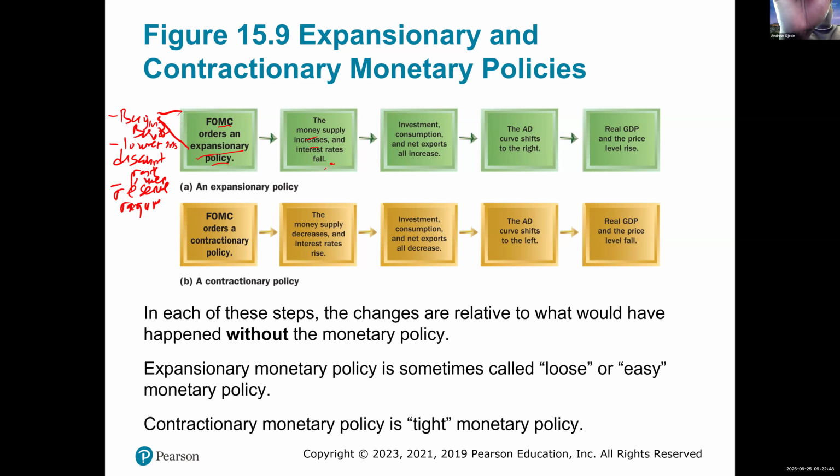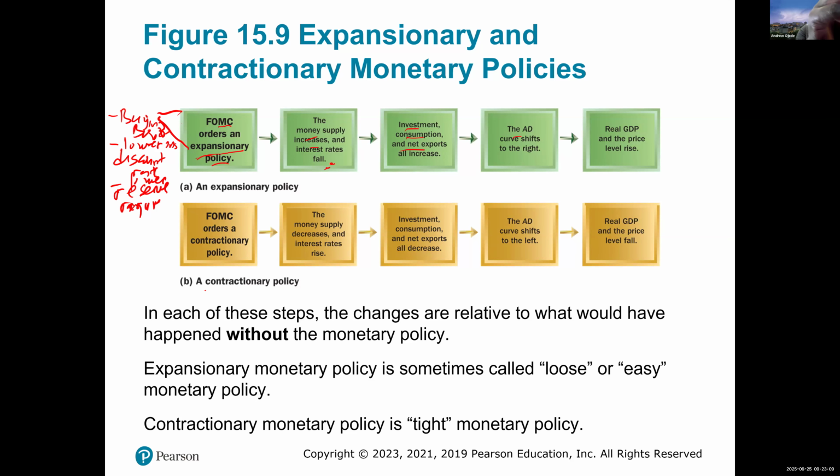And once interest rates fall, that leads to an increase in investment. Consumption demand is going to go up, and net exports are going to go up as well. That shifts the aggregate demand curve to the right. That's how you increase GDP, grow the economy, and close the recessionary gap. I already did that with a graph.